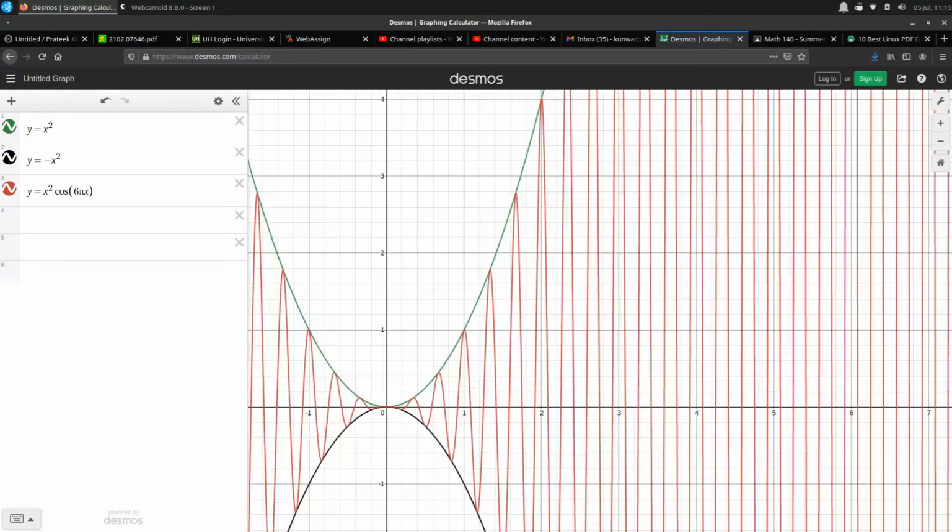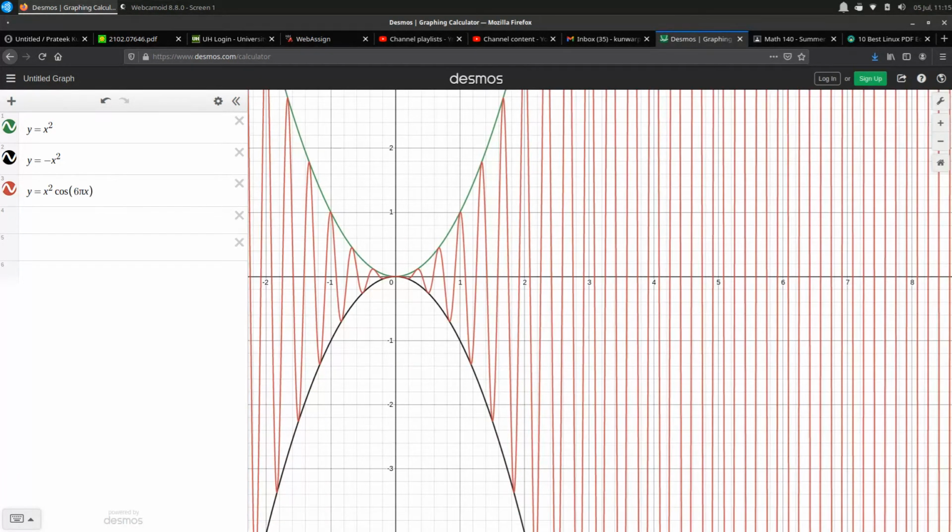Now what's happening here? You have this sine function, but it sort of has x squared and negative x squared as its boundary. So the question here is, what's happening? Why do these form a boundary? Think about it for a bit, and I'll talk about why in the next video. You can play around.